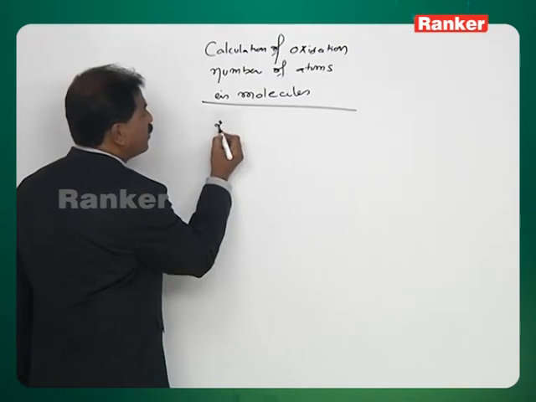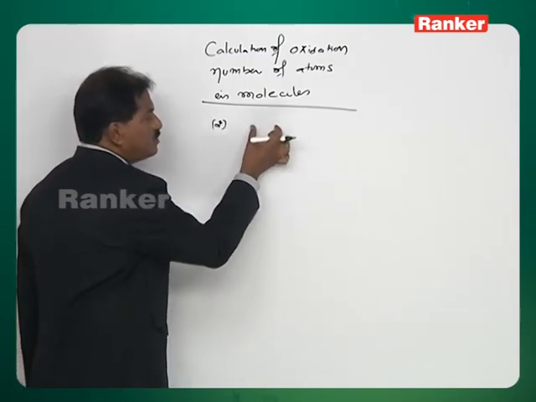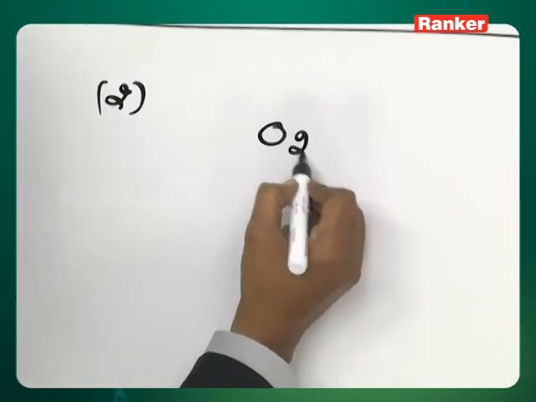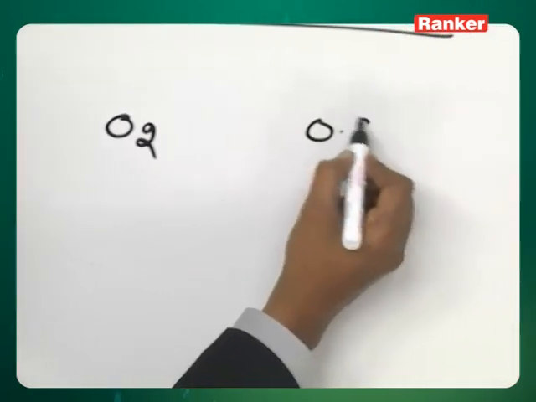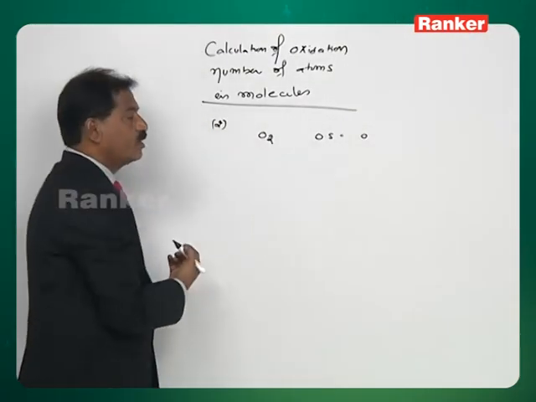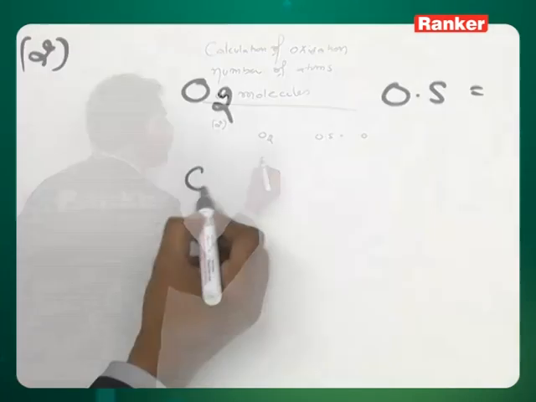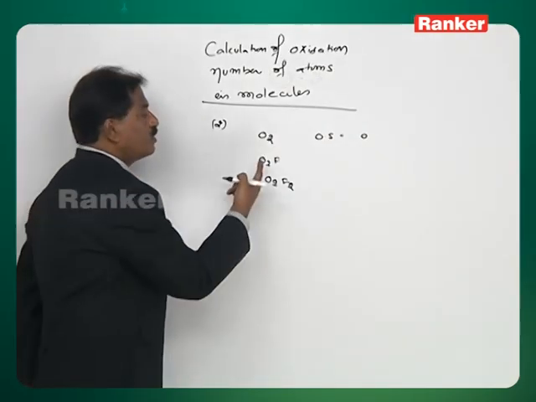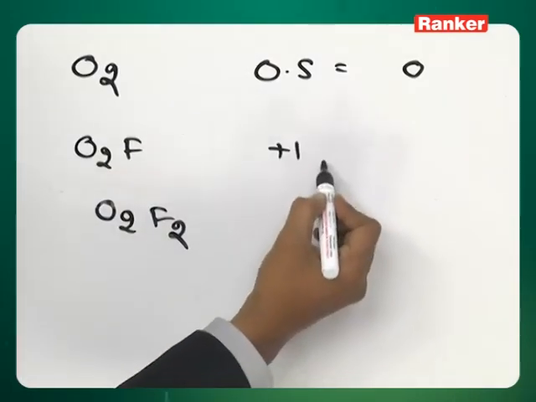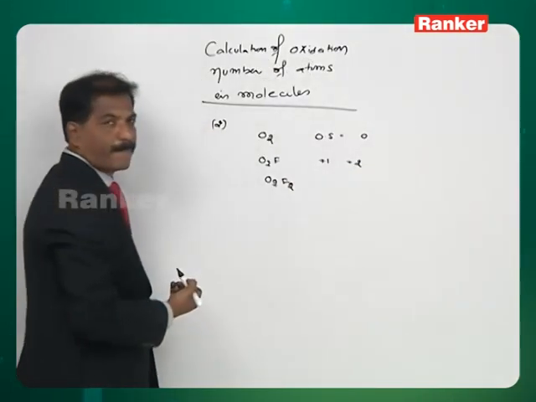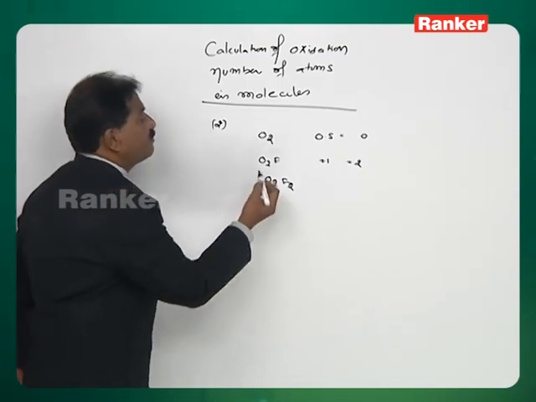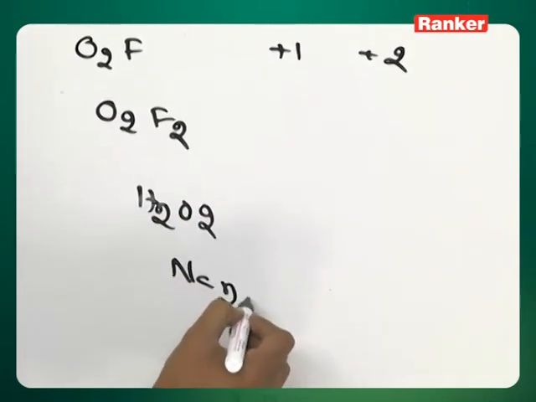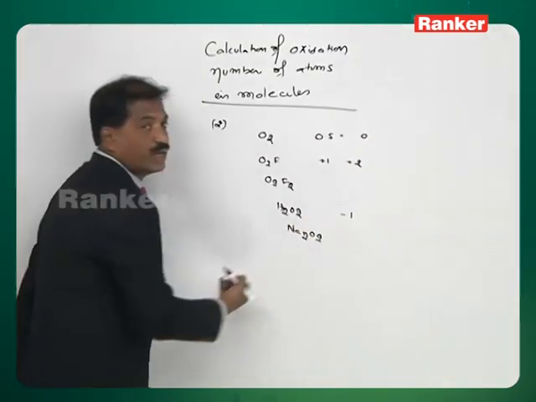Next, the second empirical rule explains the oxidation state of the oxygen. So how to calculate the oxidation state of the oxygen? Similarly, if oxygen is in a homoatomic molecule, the oxidation state of the oxygen is assigned 0. Next, if oxygen exists along with fluorine like in O2F or O2F2, for oxygen we will give a positive oxidation state, that is +1 or +2. Next, if oxygen is present in any peroxide like H2O2, Na2O2, in all these molecules, we will assign the value -1.